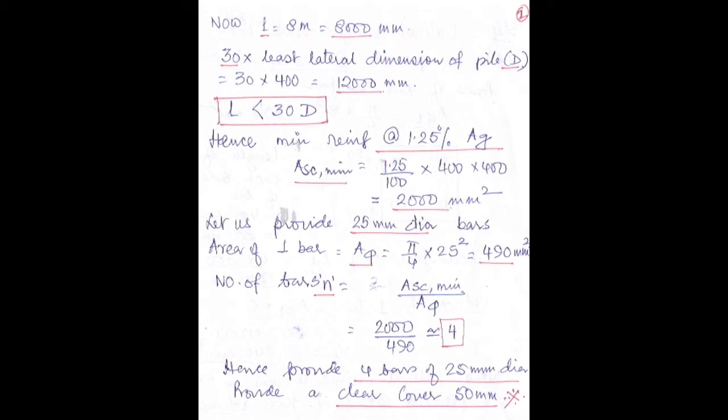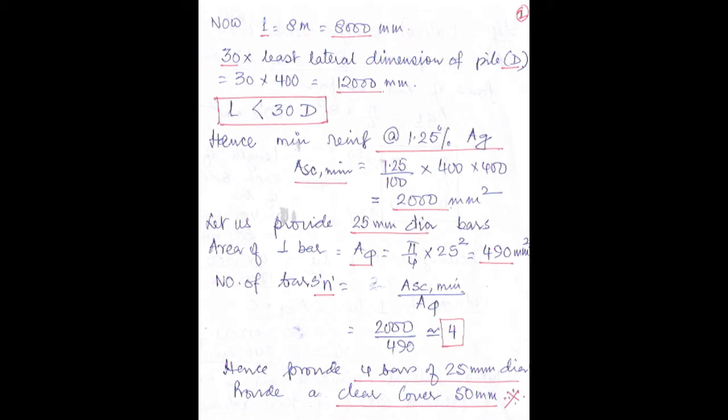So 30 multiplied by the least lateral dimension of the pile D, that means D, what we have assumed, 400 millimeter. So 30 into 400 means how much? 12,000 millimeter. Correct. So L is what? 8000. It is less than 30 into D. So minimum reinforcement we have to give at the rate of 1.25% of AG.